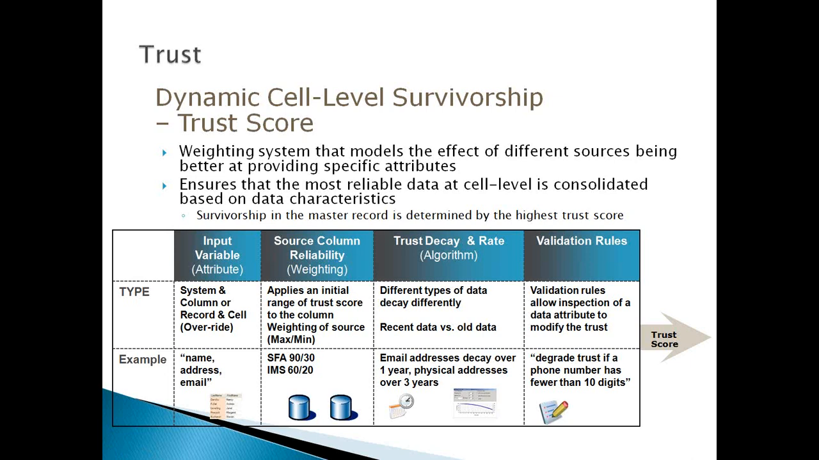This is done so that in case I later get an update, that value should get promoted into the master record. That is the reason why this downgrade has been provided. And finally, we have a validation rule. The validation rule is basically used to downgrade the trust. Here it is mentioned: downgrade trust if a phone number has fewer than 10 digits.